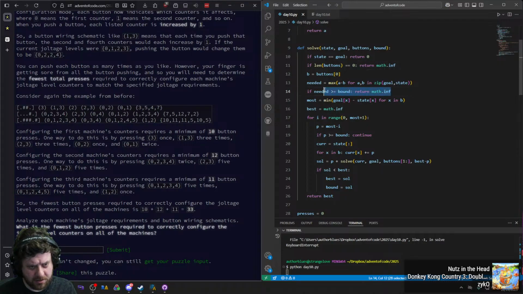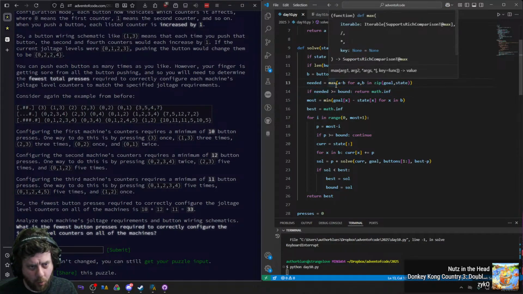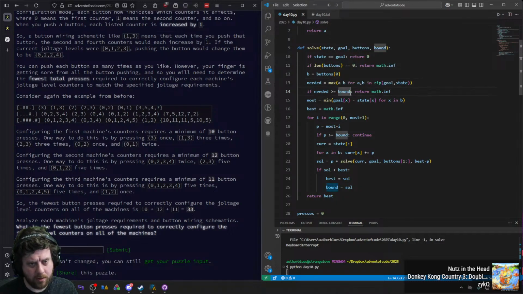This basically says, look at the state you're in right now. In a perfect world, you need at least this many button presses. And if that is more than the bound I'm putting on you, then there's no solution in this direction.